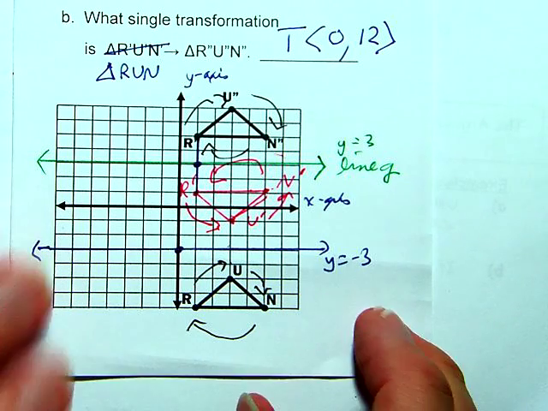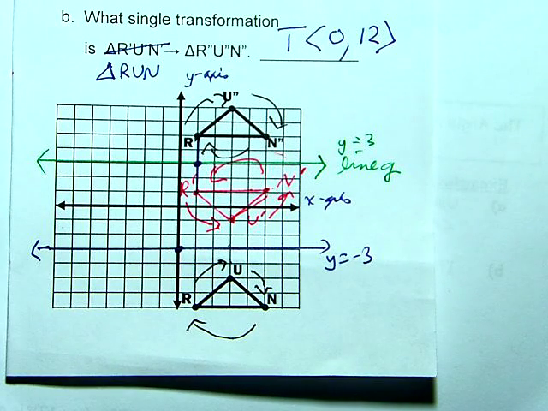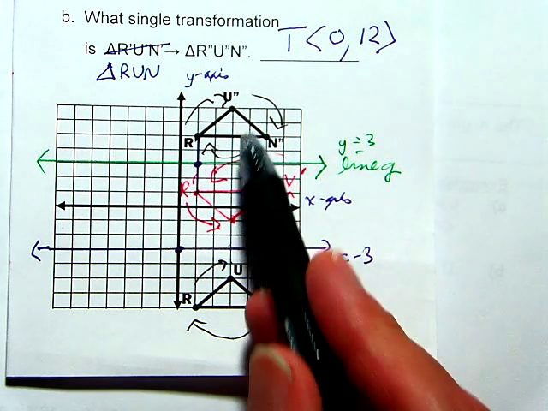So that's another reason why two reflections equals a translation, because two reflections reverse and then restore the orientation. So what we're left with is the same orientation and just a movement in a direction.